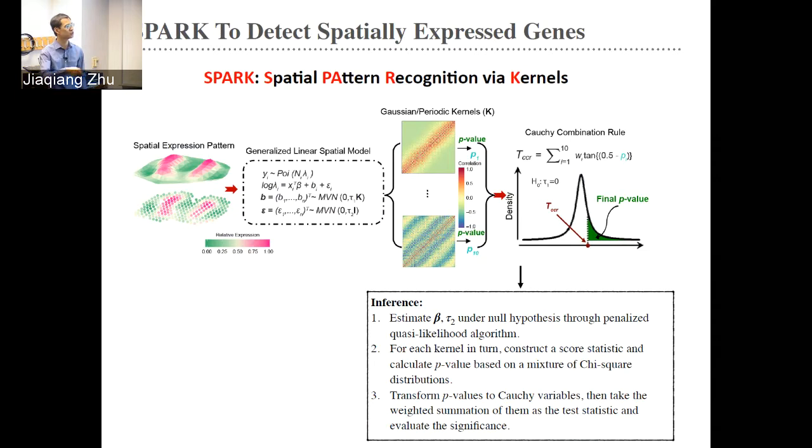We tried different strategies and found the average works, because we don't know whether a gene particularly shows the pattern close to any of those kernels. So average weight would be a reasonable selection. But in future research, we're going to develop a new method to accurately estimate the weights.